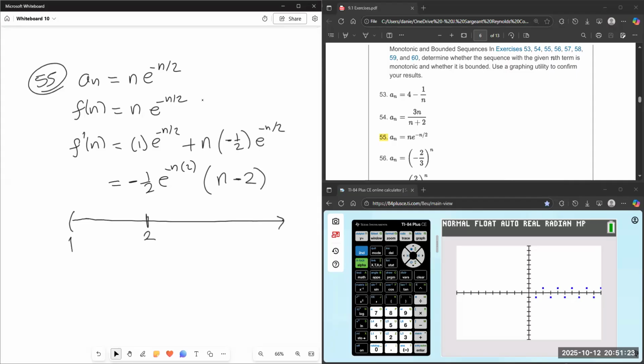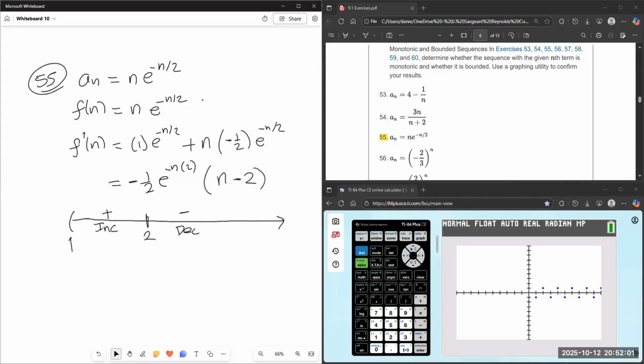So if I look at numbers between 1 and 2, even though there aren't really any numbers that are allowed to be between 1 and 2, I just want to see what is happening from 1 to 2, whether it's increasing or decreasing. This is always positive, so a negative times a negative will be positive, and it will be increasing from 1 to 2. And then from 2 to infinity, a negative times a positive will be a negative and decreasing.